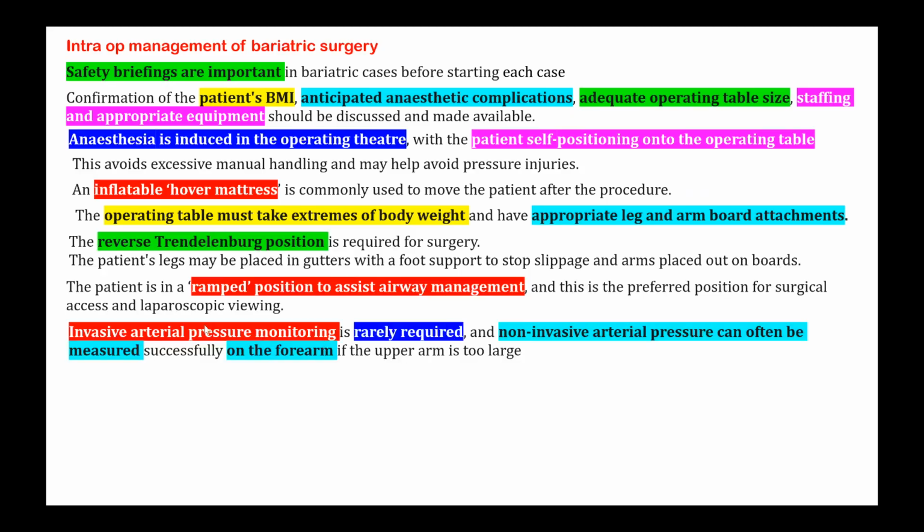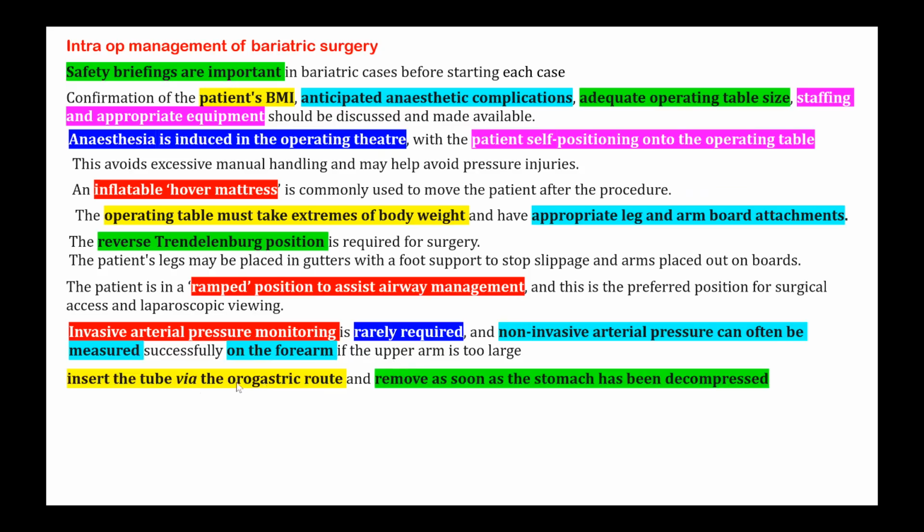and this is the preferred position for surgical access also, and laparoscopic viewing. Invasive pressure monitoring is rarely required in these cases, but non-invasive arterial pressure cuffs can be used. And if you don't have the extra large size, it can be used on the forearm if the upper arm is too large.